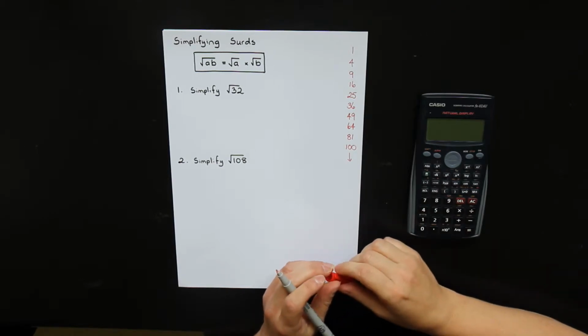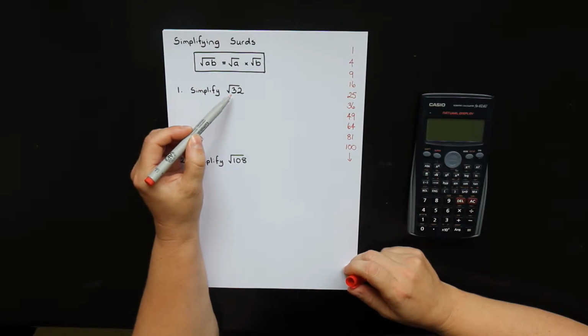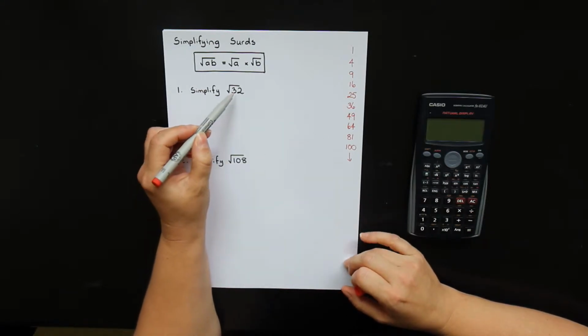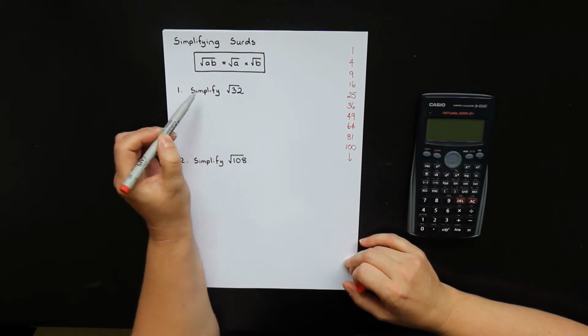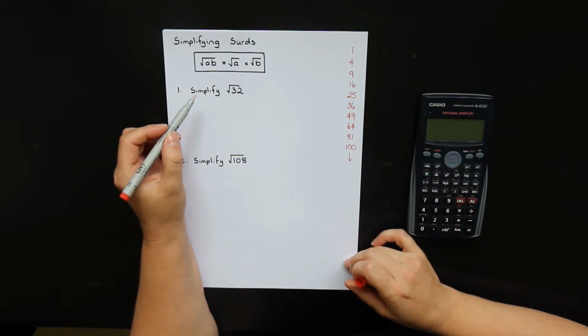simplify our surds. Now, what we mean by simplifying surds is that we want to take something that looks like this, and we want to make the number underneath the surd as small as possible and use our perfect square numbers to bring what we can outside of the surd. So let's have a look at this first question.